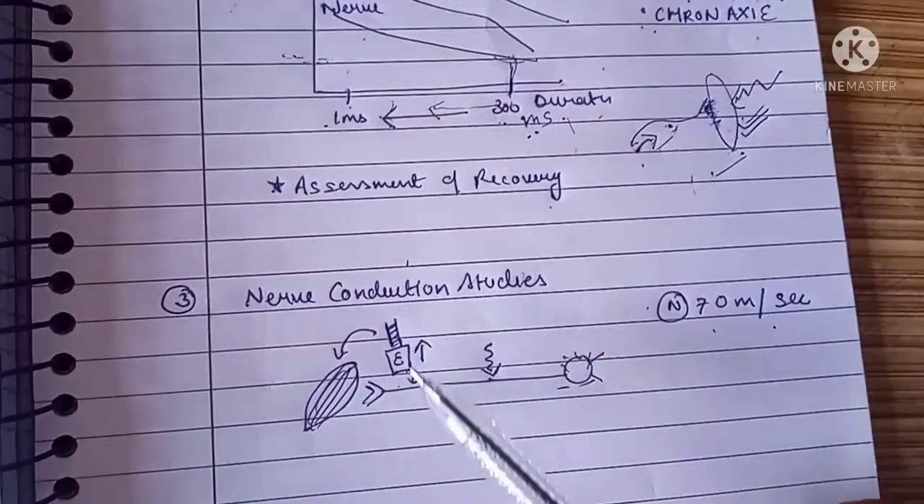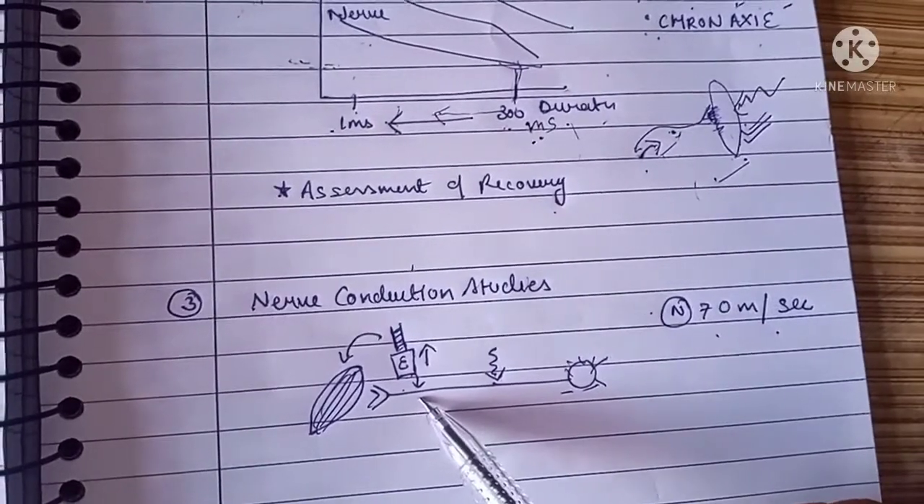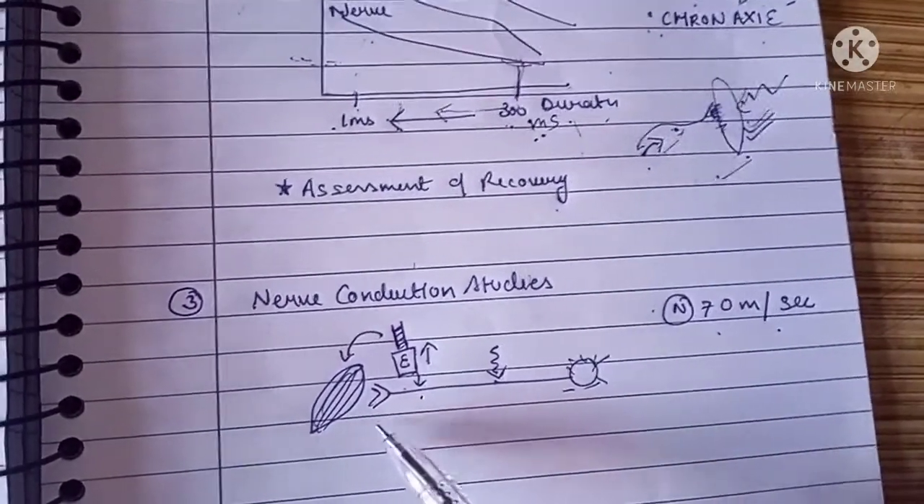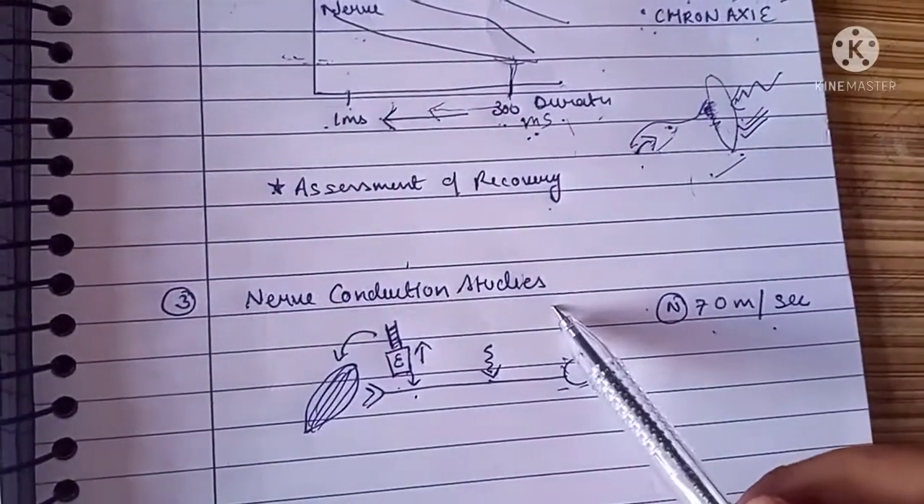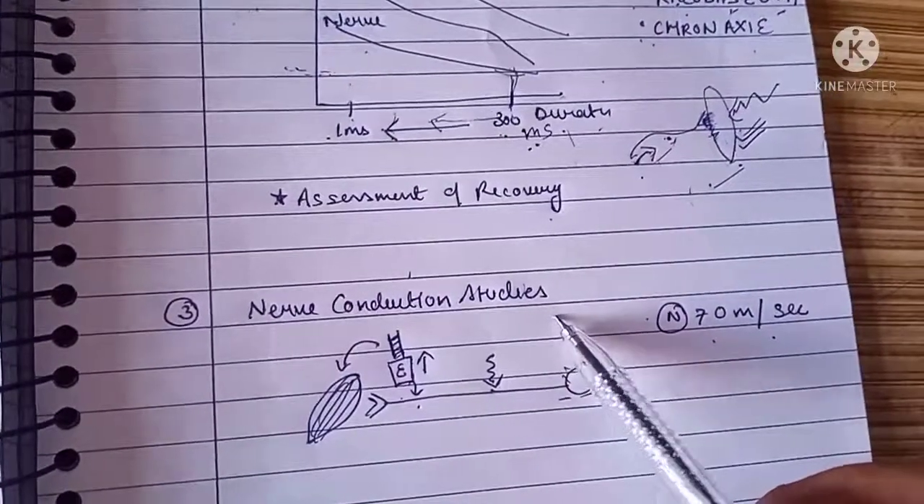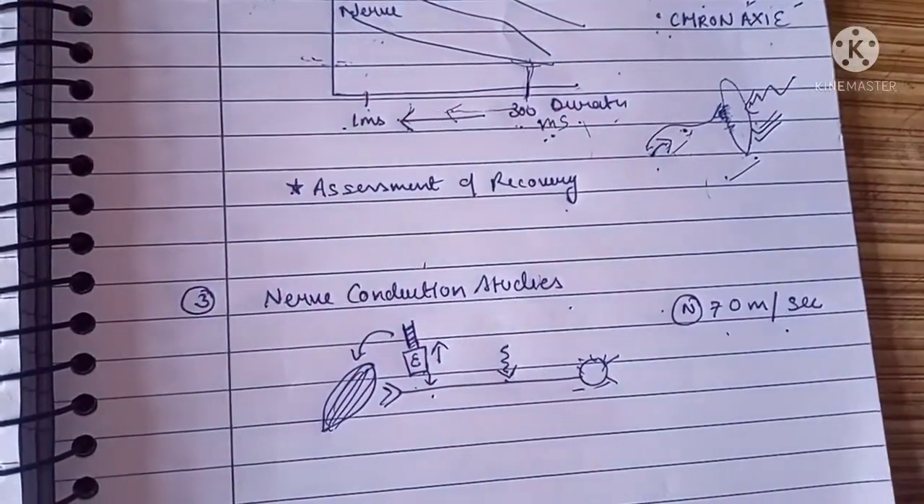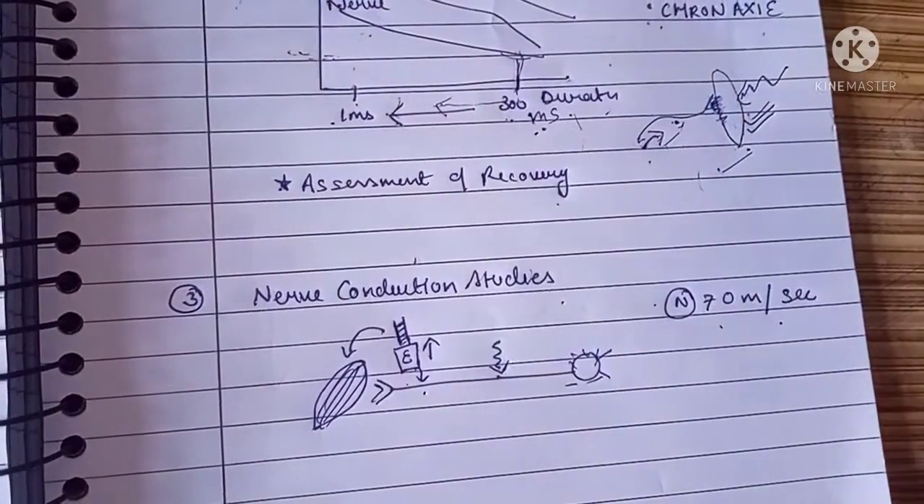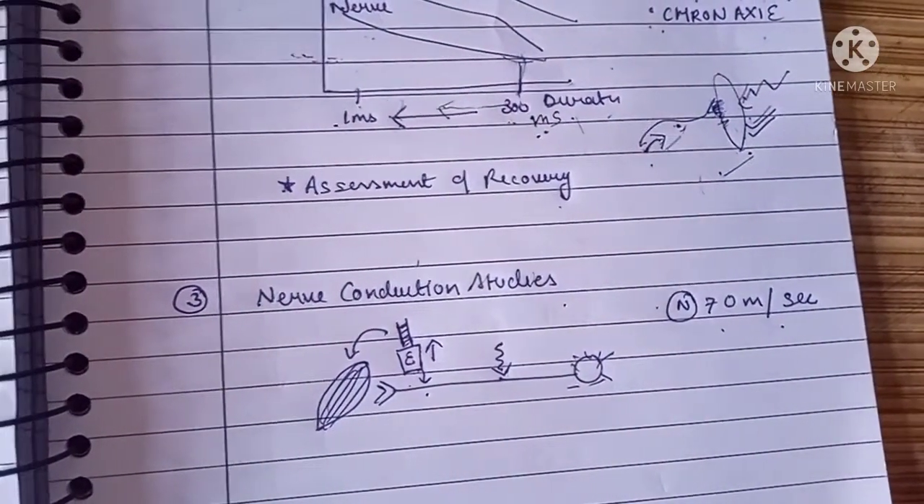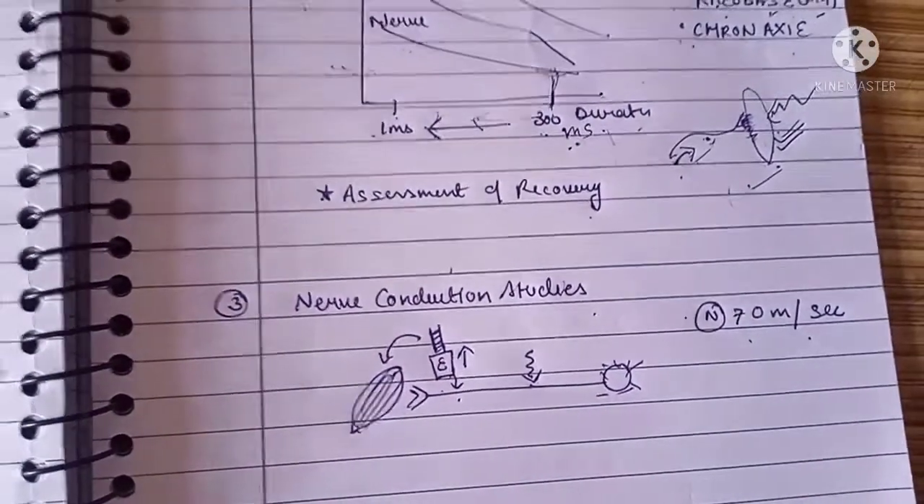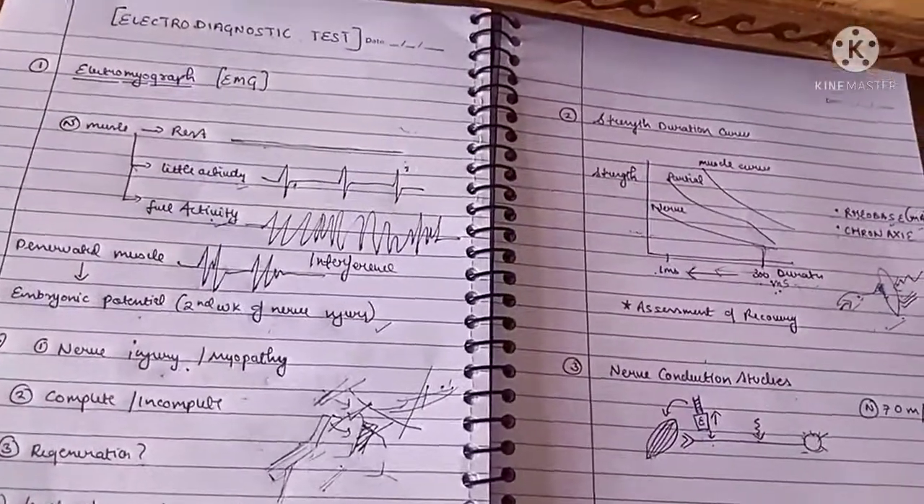The electrode can either be directly placed on the neuromuscular junction, nerve or the muscle directly. This is an important test which can also help us in determining conditions like median nerve compression at the flexor retinaculum, that is carpal tunnel syndrome. So these were some bits about the electrodiagnostic test.